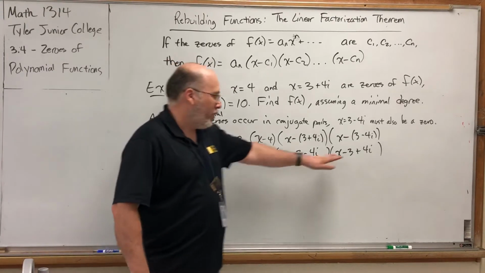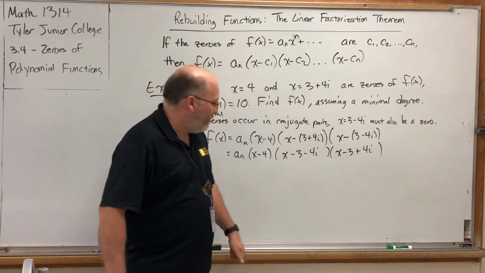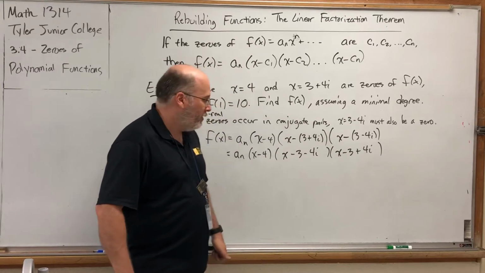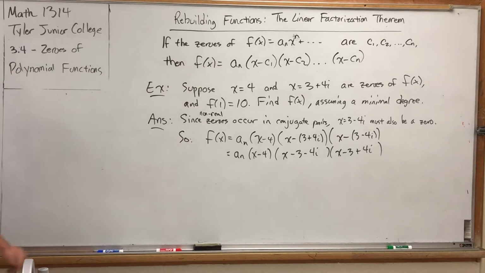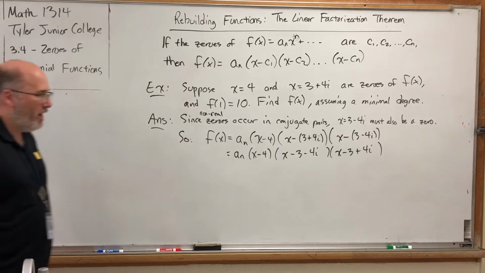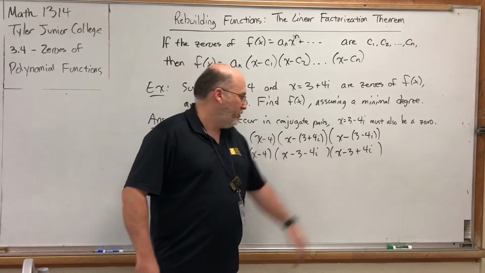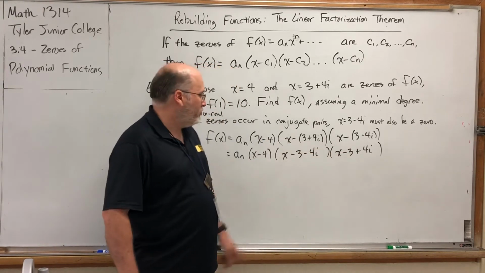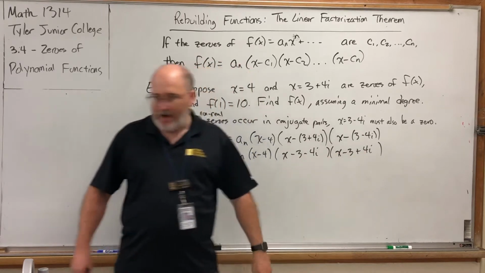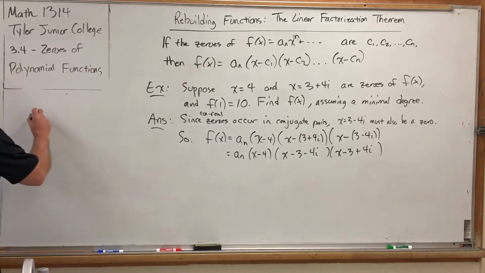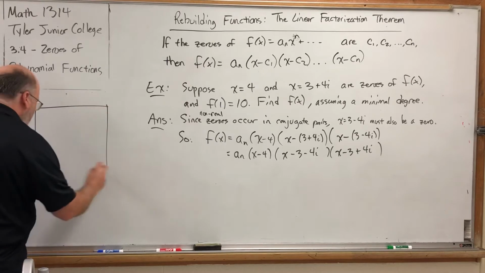Actually, this gimmick will work for any two polynomials, even as small as a FOIL problem. But one gimmick for multiplying polynomials is to set up a table that has the same number of rows and columns as there are terms. Each of these has 3 terms, x, negative 3, negative 4i; x, negative 3, positive 4i. Since each has 3 terms, I'm going to set up a 3 by 3 table.